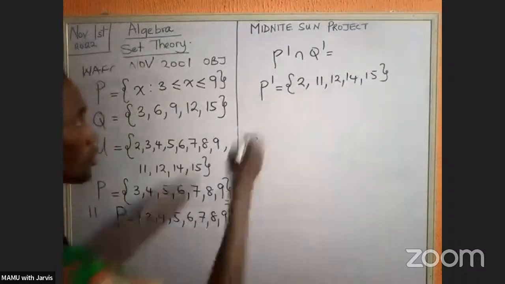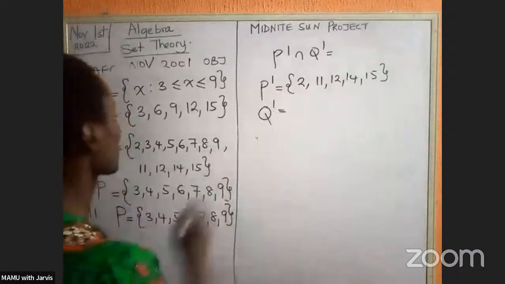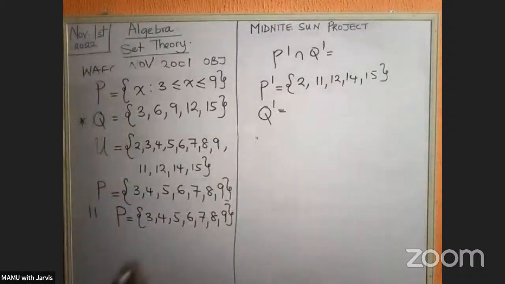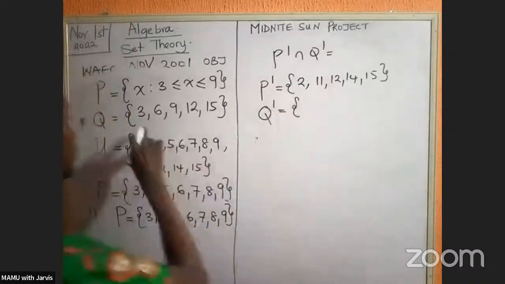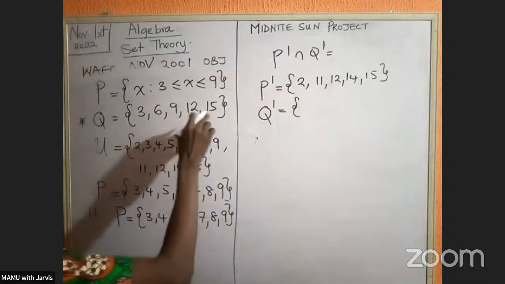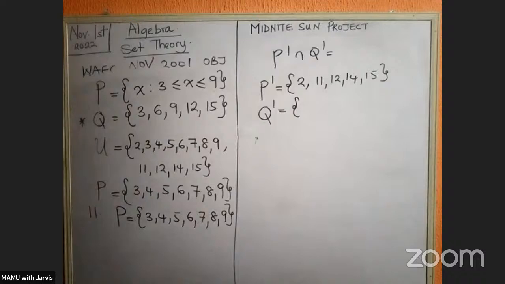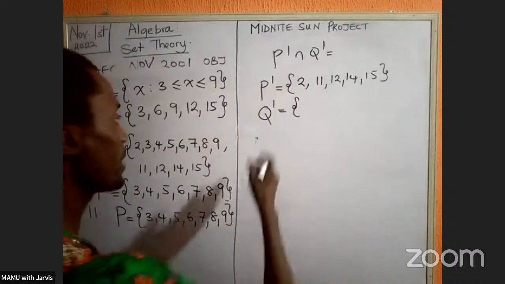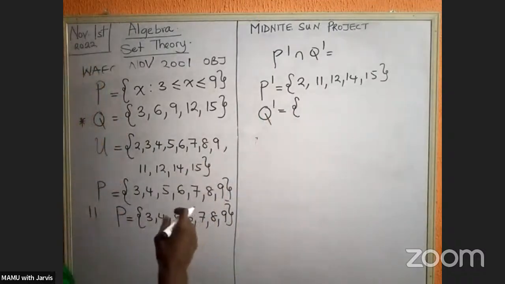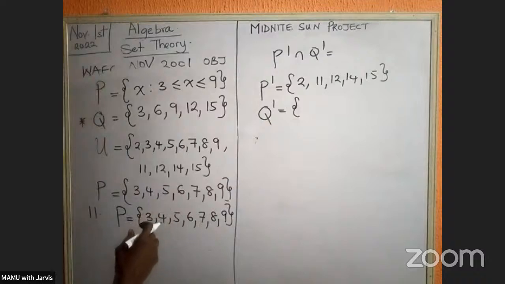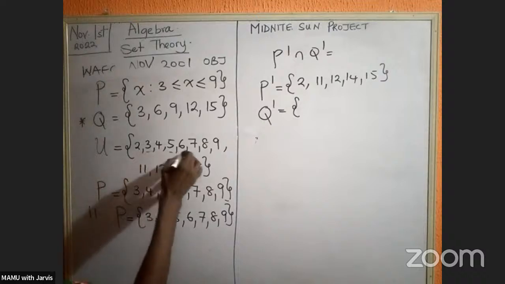Right? So what about Q prime? Let's look at Q prime. Look at the elements that are in Q: 3, 6, 9, 12, 15. These are multiples of what? 3. So it would mean that the elements that are not in Q will be elements that are not the multiples of 3. So look at them. These are the multiples of 3.